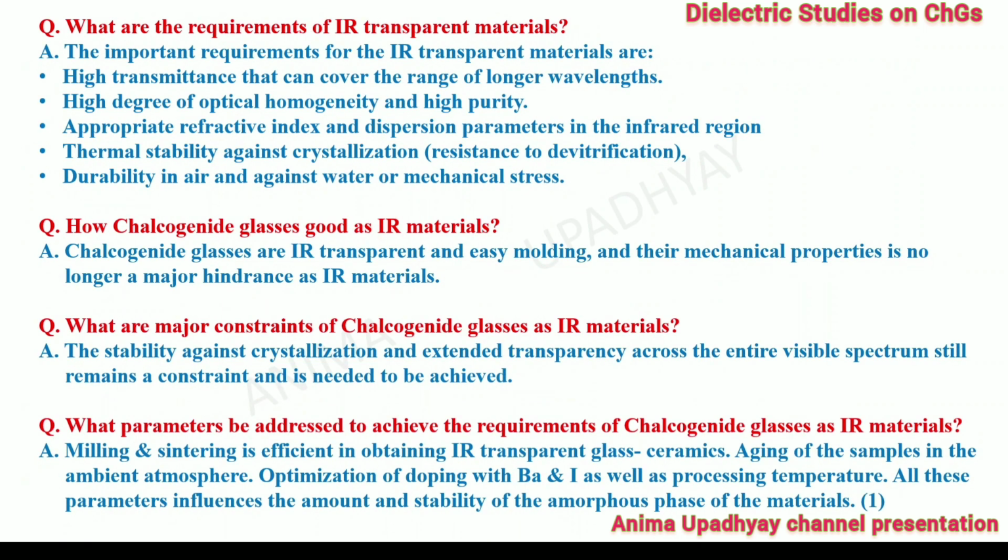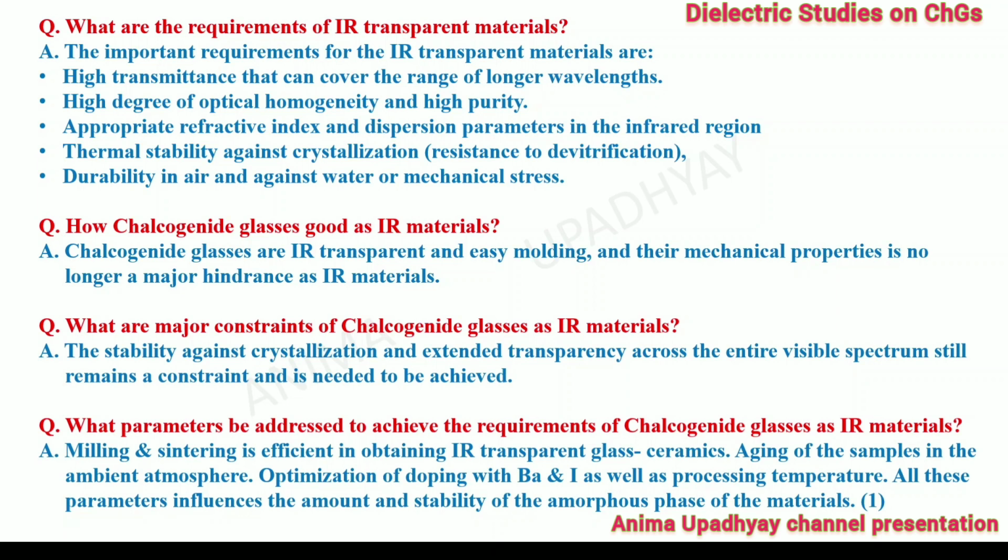What are the requirements of IR transparent materials? The important requirements for IR transparent materials are high transmittance that can cover the range of longer wavelengths, high degree of optical homogeneity and high purity, appropriate refractive index and dispersion parameters in the IR region, thermal stability against crystallization, durability in air and against water or mechanical stress.